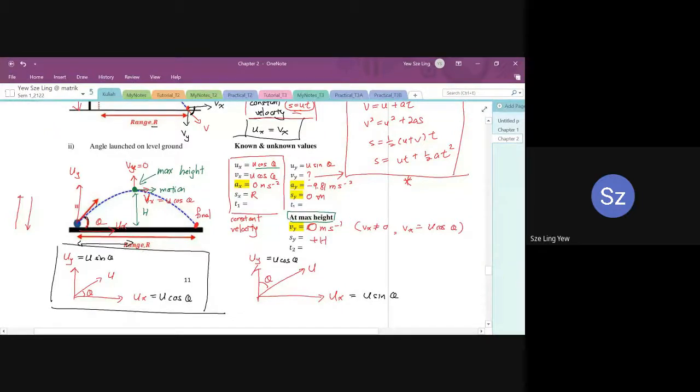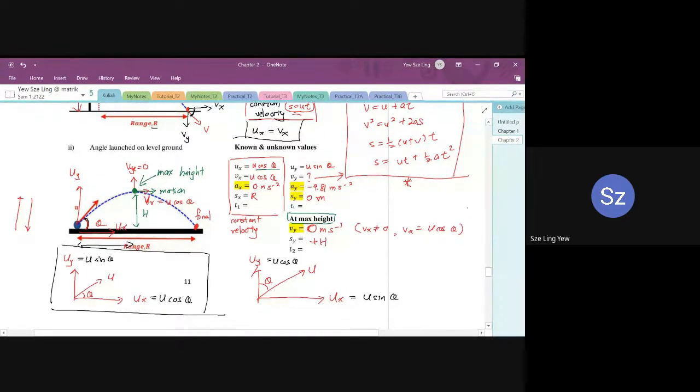So at maximum height, I'm going to add more information here, which is not in your notes.